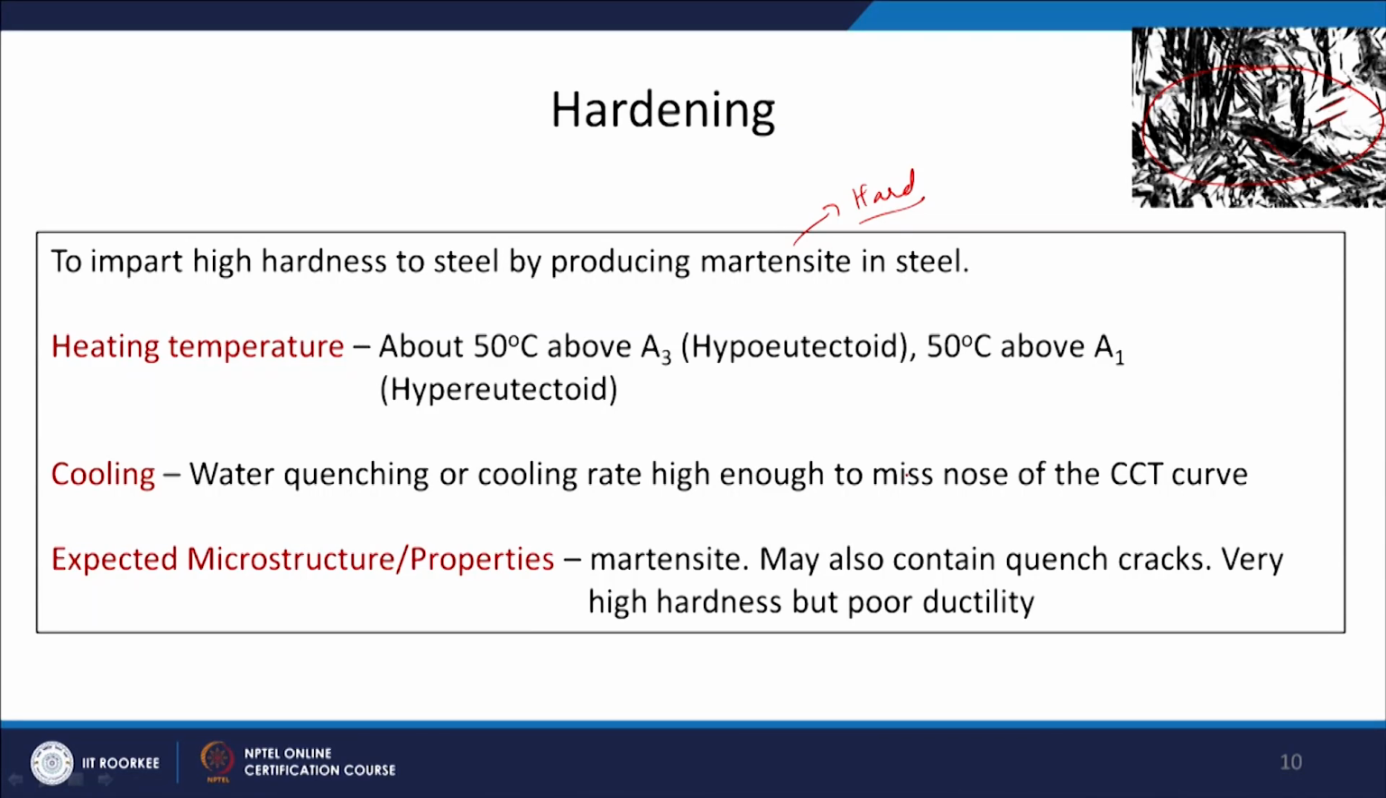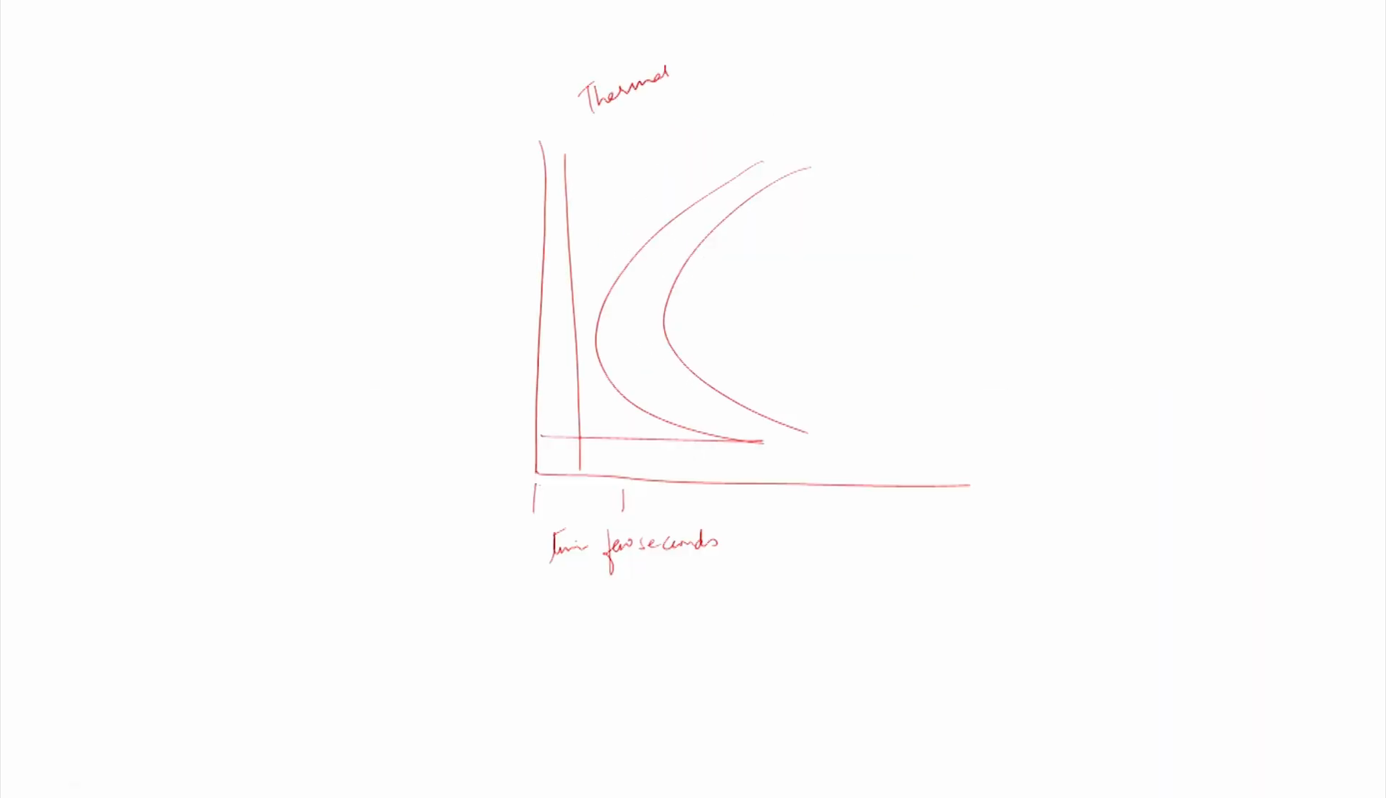Basically, this was not explicitly told to you when we were discussing the TTT curve. So, let me just explain this idea to you. Suppose this is your, let us say we are discussing the TTT curve here, and this is my martensite start temperature. Usually for plain carbon steel, the time required to miss the nose is in a few seconds basically. So, I have to have a very high cooling rate so that I miss this nose. Now, when you have a very high cooling rate, you are bound to introduce a lot of thermal stresses.